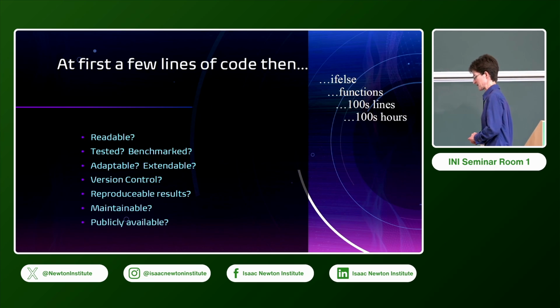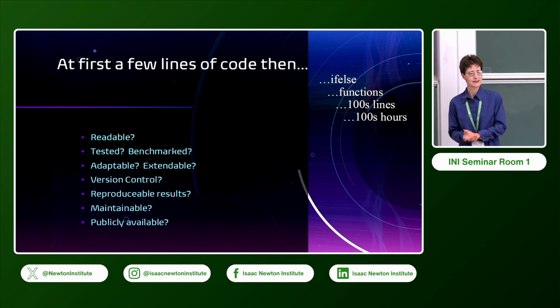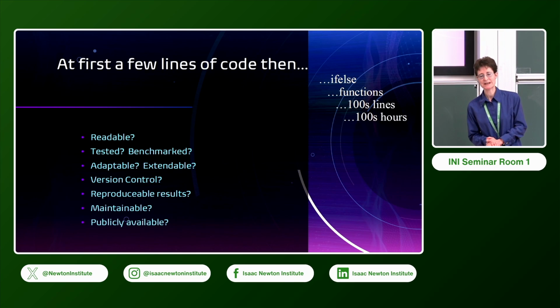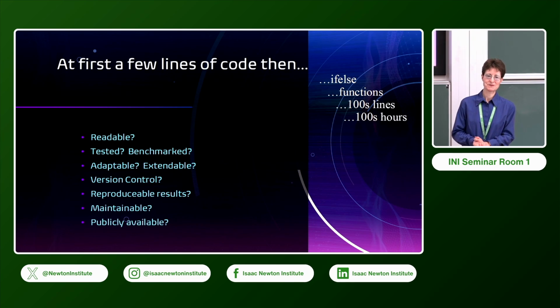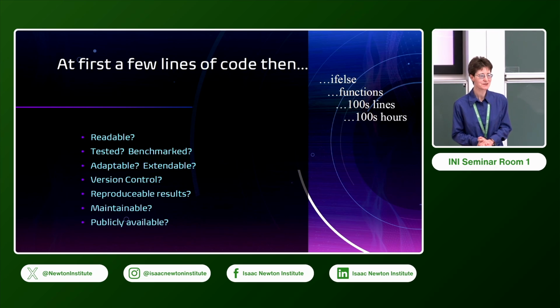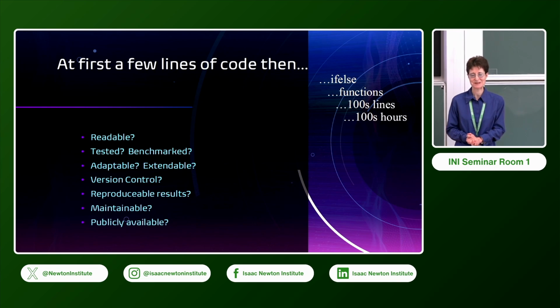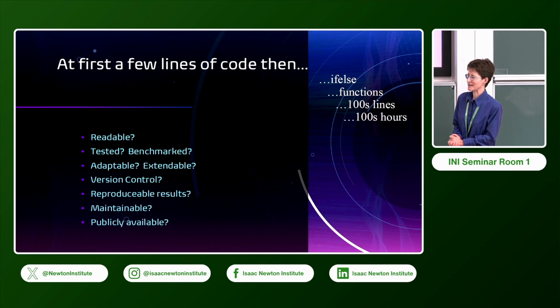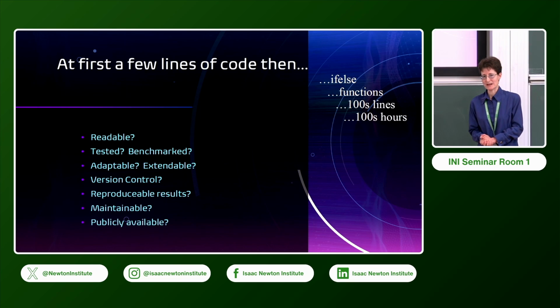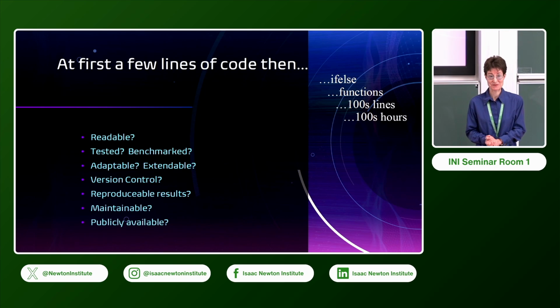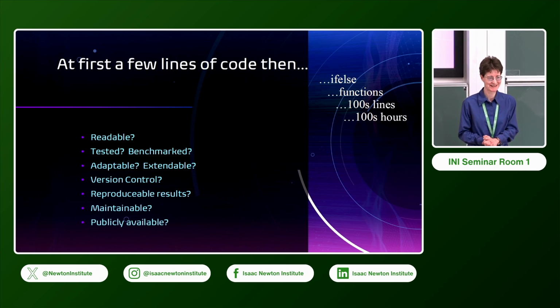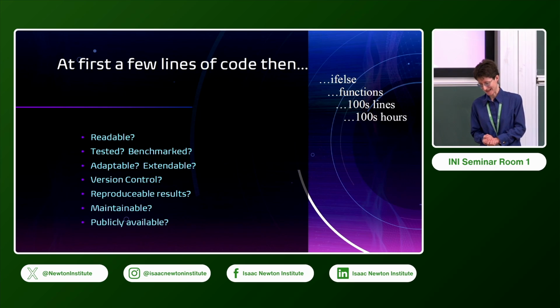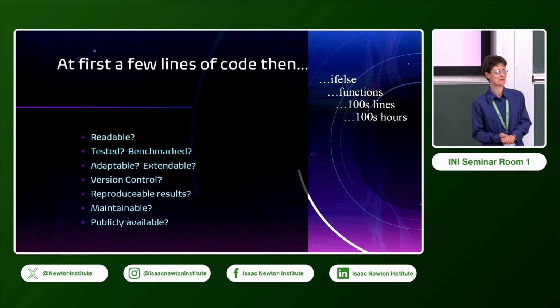So we've all been in this situation, me included. You start writing a few lines of code, a few loops, perhaps some if statements, some else statements, some for loops, and all of a sudden you've got hundreds of lines of code, and you may have spent hundreds of hours writing it. But what sort of code and what sort of state is it in? This could be a problem.